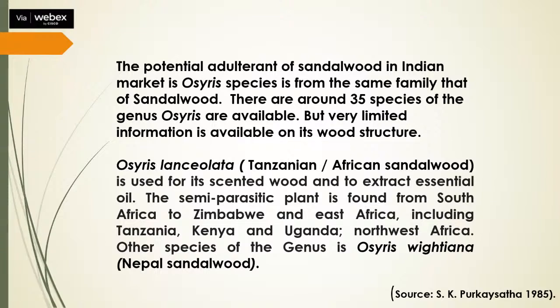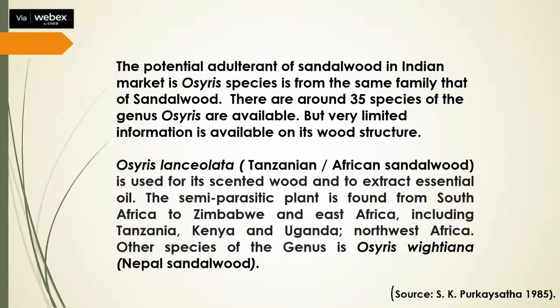The potential adulterant of sandalwood in the Indian market is the Osyris species. It is from the same family, as I have already discussed, and there are around 35 species of the genus Osyris, but very limited information is available on its wood structure.